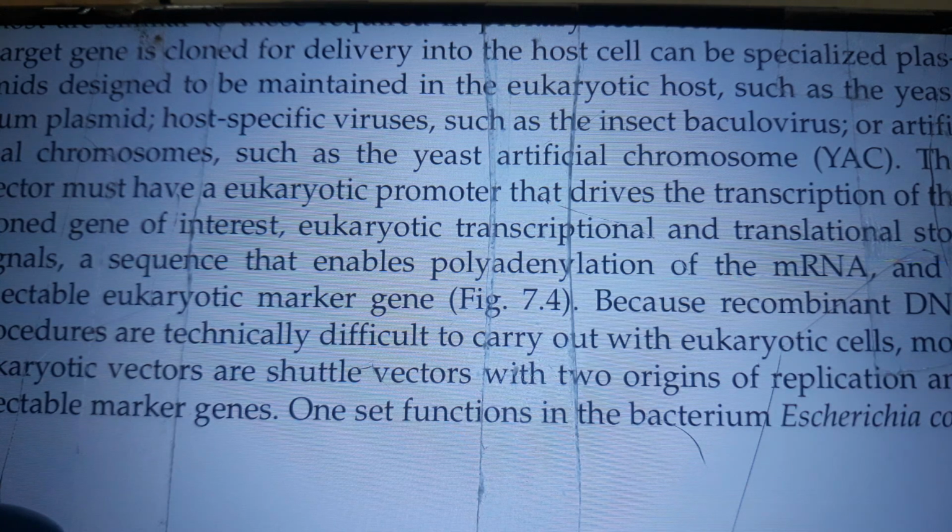The vector must have a eukaryotic promoter that drives the transcription of the cloned gene of interest, eukaryotic transcriptional and translational stop signals, a sequence that enables polyadenylation of the mRNA, and a selectable eukaryotic marker gene. Because recombinant DNA procedures are technically difficult to carry out with eukaryotic cells, most eukaryotic vectors are shuttle vectors with 2 origins of replication and selectable marker genes, one set functions in the bacterium E. coli.